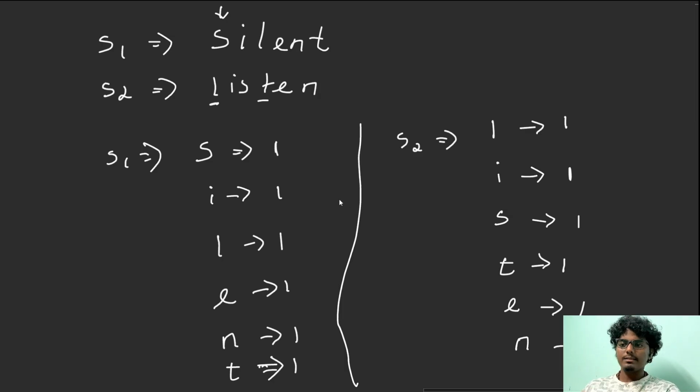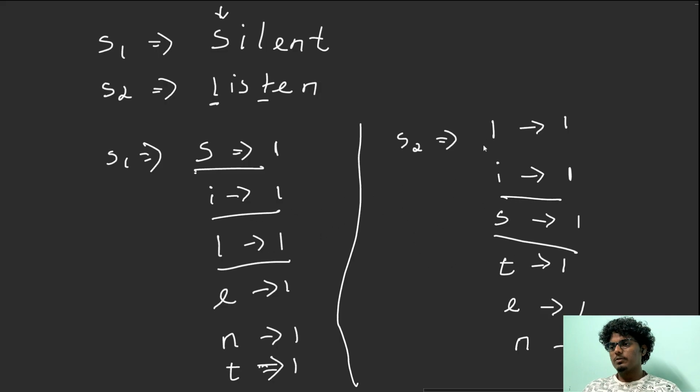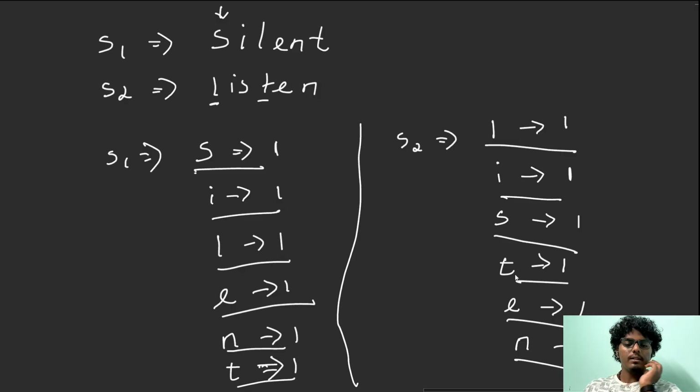So we can just see that both strings contain the same characters with the same frequency. S is 1, I is 1, L is 1, E is 1, N is 1, T is 1, right? So we can just say both strings S1 and S2 are permutations of each other.